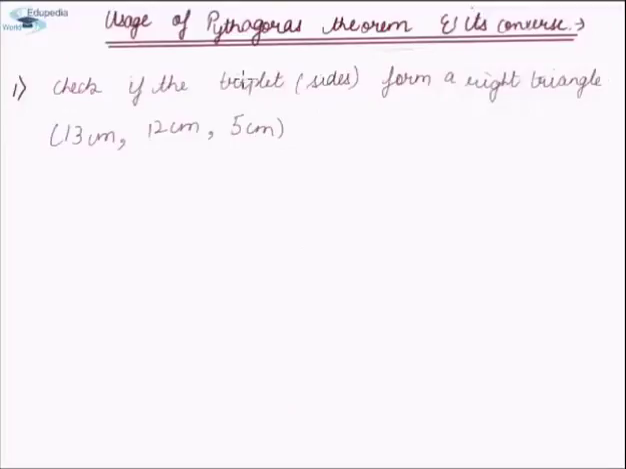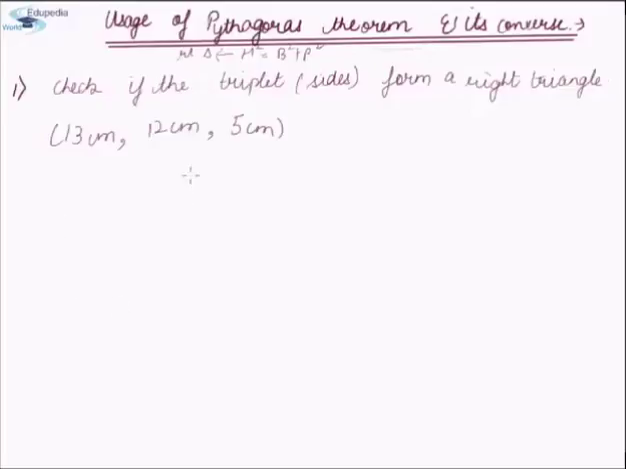Let us study usage of Pythagoras Theorem and its converse. Friends, Pythagoras Theorem says that in a right triangle, hypotenuse square is equal to base square plus perpendicular square. Whereas its converse says that if we have hypotenuse square equal to base square plus perpendicular square, then it is a right triangle.